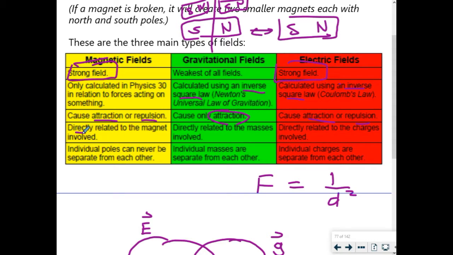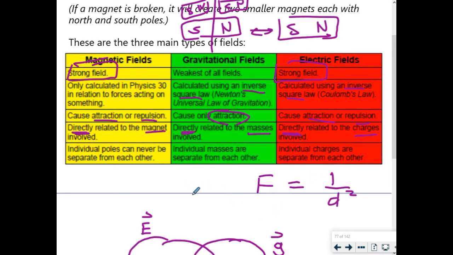There is a direct relationship in all three of them, though. All three of these things have a direct relationship. It just depends on what you're talking about. The amount of field strength you have is based on your magnet, or the mass, or your charge. If you have a stronger magnet, you have a stronger field. If you have a bigger mass, you have a bigger field, right?